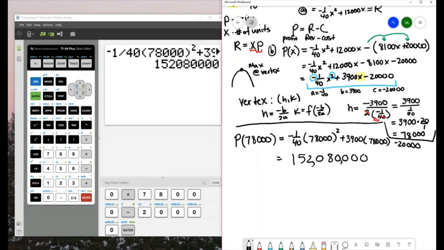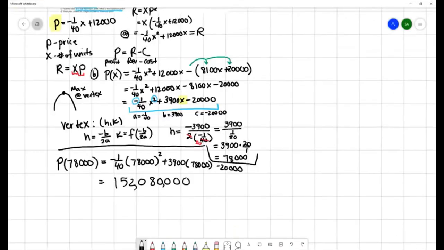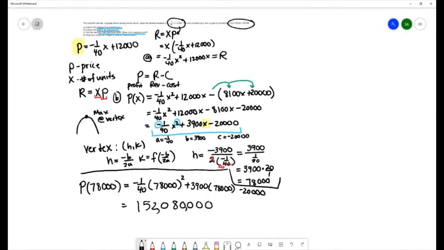Okay, we have one final part, and that one final part is what is the price that should be charged to maximize the profit. So if you'll remember, we had in the beginning price equals negative 1/40th x plus 12,000. I'm going to take this value of x that we got, which maximizes the profit, and substitute it in for the x in the price formula.